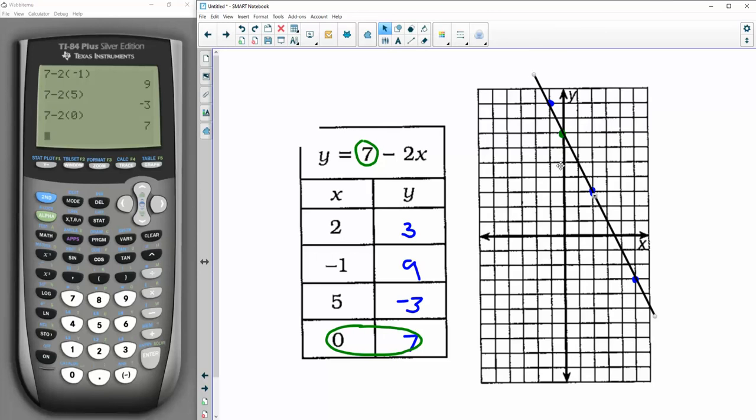And there we go. And another key thing to point out here is that our slope in this case is negative 2. That means every time we go down 2, we go 1 to the right. So down 2, 1 to the right, down 2, 1 to the right, down 2, 1 to the right. That's why our slope is negative 2.